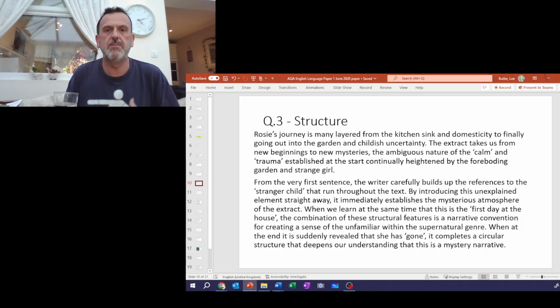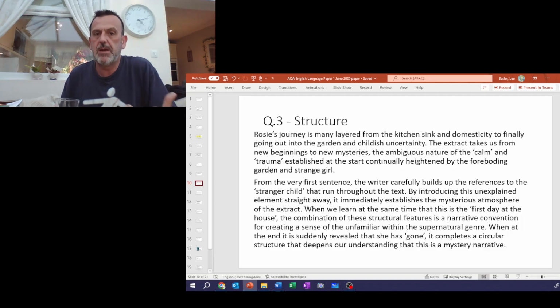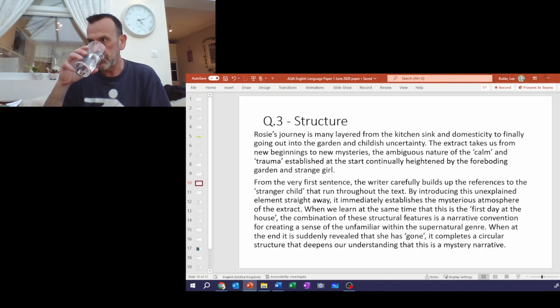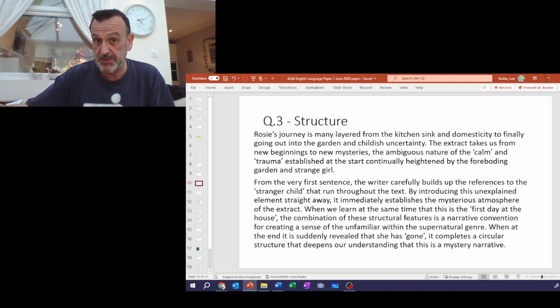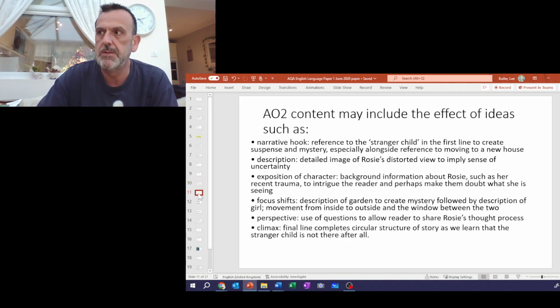There's always going to be a journey, there's always going to be movement, there's always going to be progression within the extract they give you. And if you can summarise that, you'll get good marks. And then explain it in detail, you get really good marks.